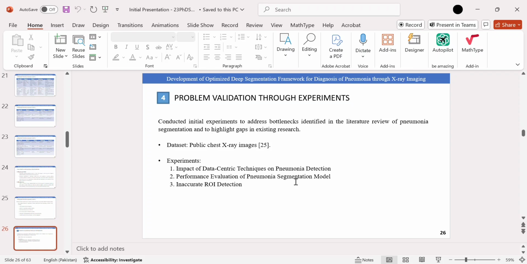Problem validation through experiments. To validate the literature, some initial experiments were conducted on a publicly available dataset. The first experiment examined the impact of data-centric techniques on pneumonia detection. That deals with what happens when we are using the data-centric techniques and what happens when we are not. The second experiment deals with the performance evaluation of the existing segmentation model. And the third experiment, which builds on experiment number 2, examines how well the segmentation model detects or identifies the infected pneumonia region.